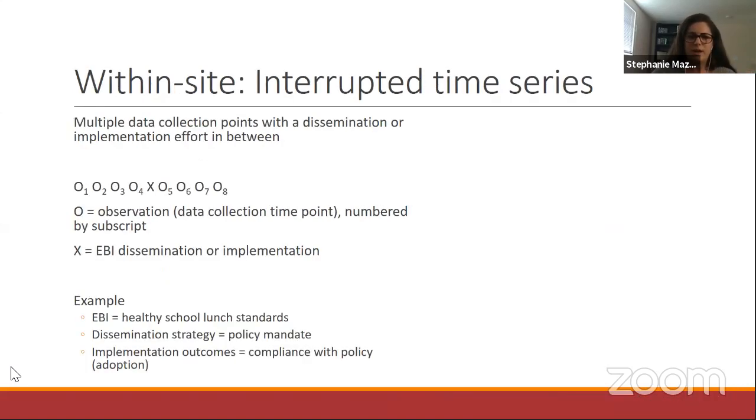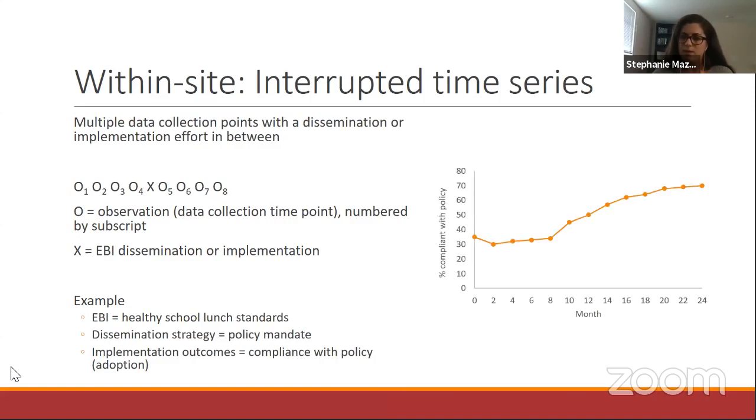So things like interrupted time series are particularly helpful when you don't have control over when and how an evidence-based intervention is being disseminated or implemented. So if we think about something like a school healthy lunch standard, we would have evidence that that would have positive impacts on children's eating habits, and perhaps we were able to influence a dissemination strategy of having schools adhere to this policy.